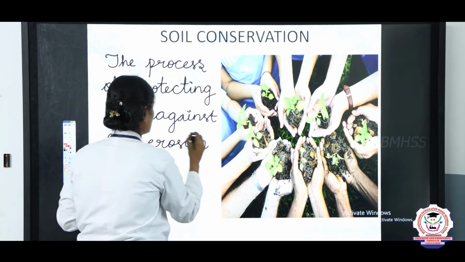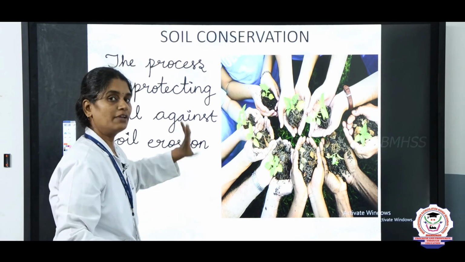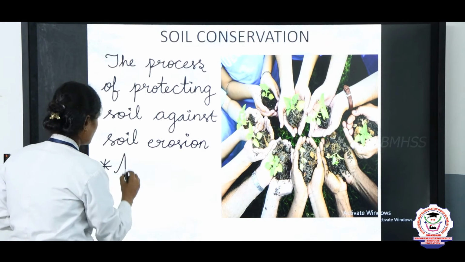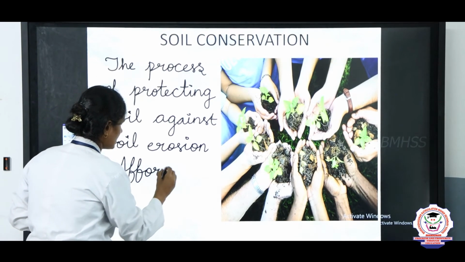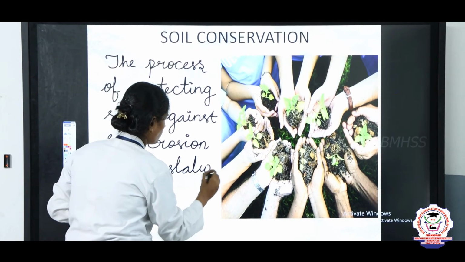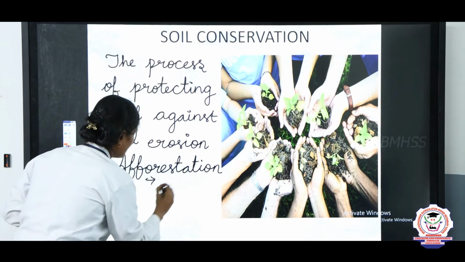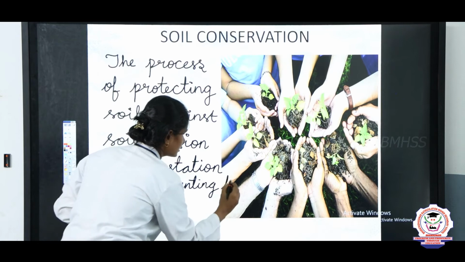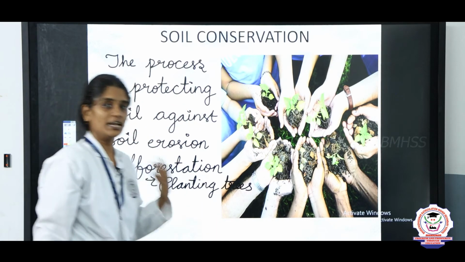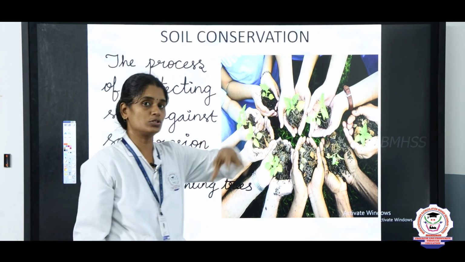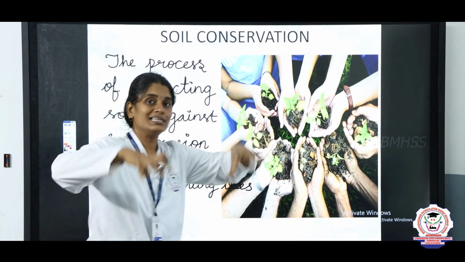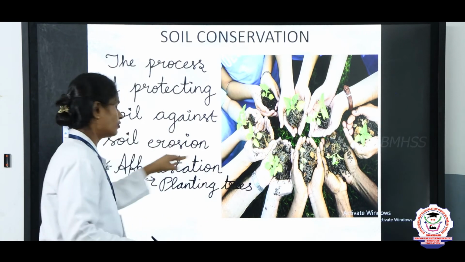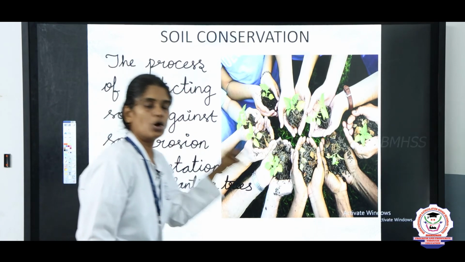So, conserving the soil. We can conserve the soil by following some steps. First one, afforestation. What is afforestation? A-F-F-O-R-E-S-T-A-T-I-O-N. Afforestation means planting more trees. We need to plant more trees and thereby the plants' roots are fixed into the soil and they hold the soil tightly together and thereby it prevents the soil erosion. So afforestation is a method by which we can prevent soil erosion.